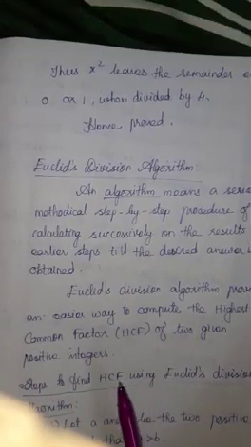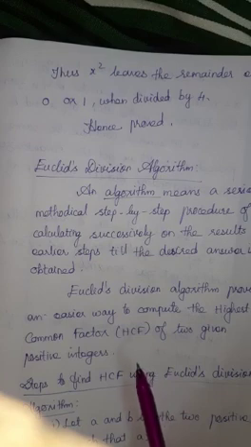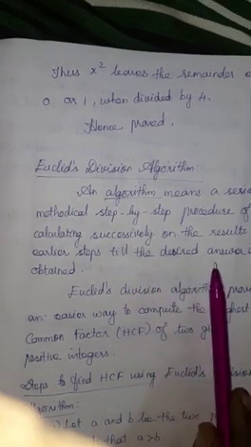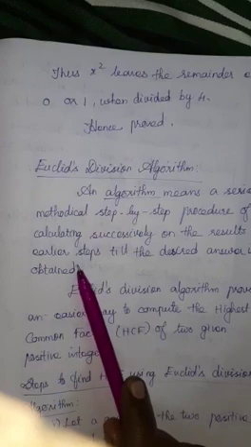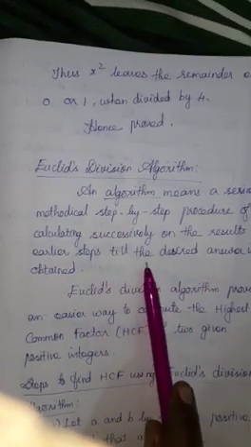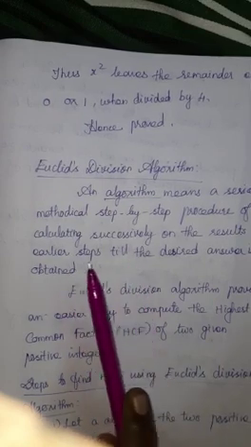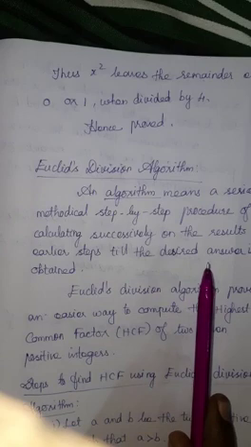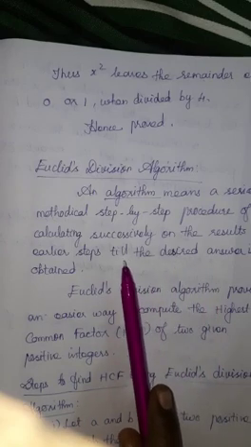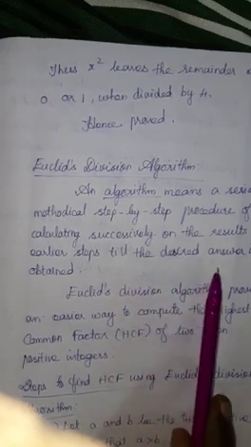Let us learn the division algorithm. Algorithm means it is the methodical step by step procedure of calculating the result. Okay, till you get the answer you have to do step by step, that is the algorithm. Understood? Methodical step by step procedure. Don't change the steps. You have to do the steps correctly till you get the answer.